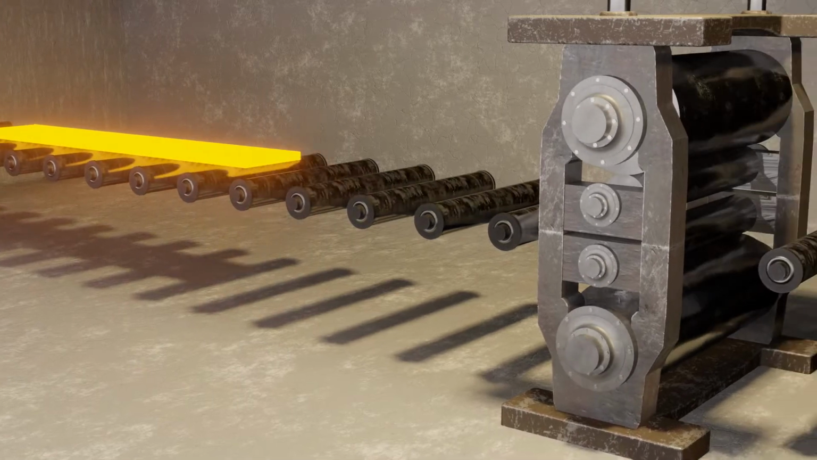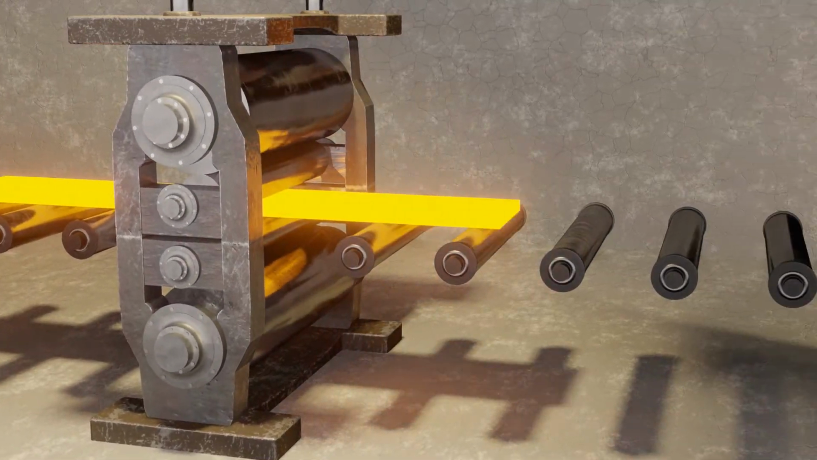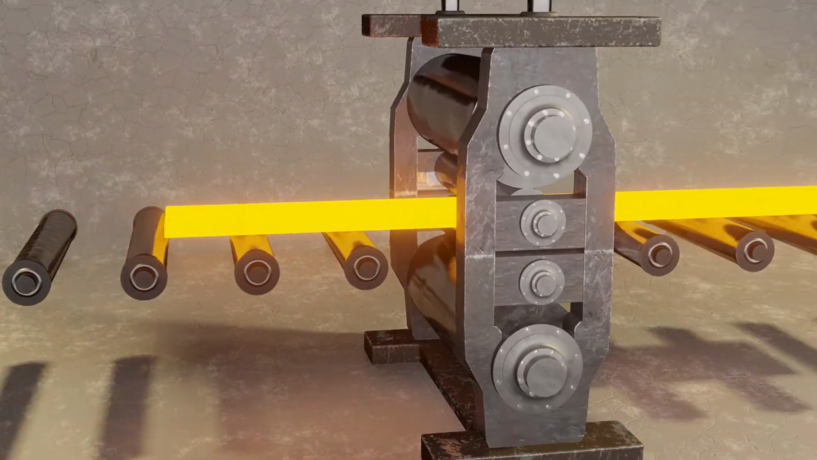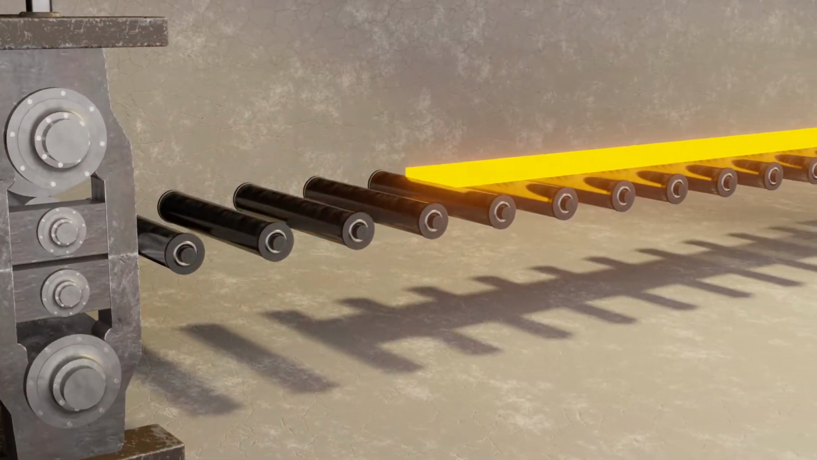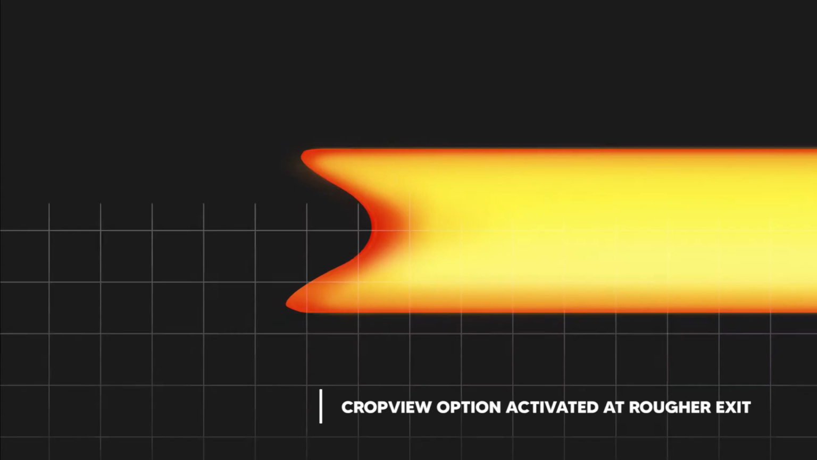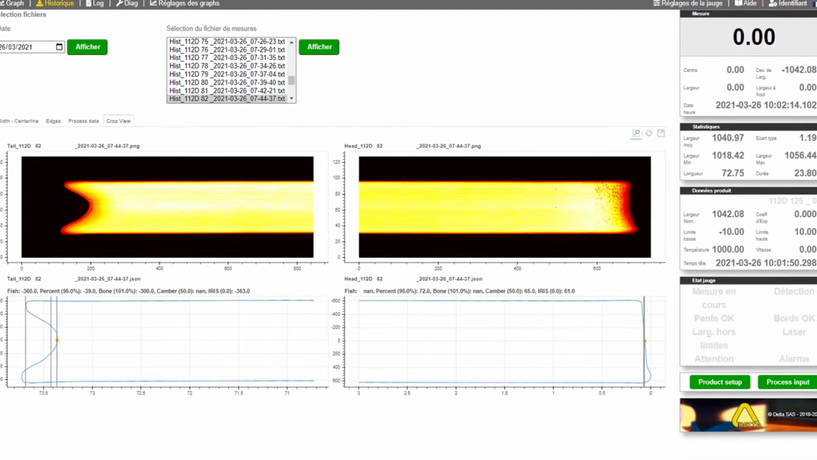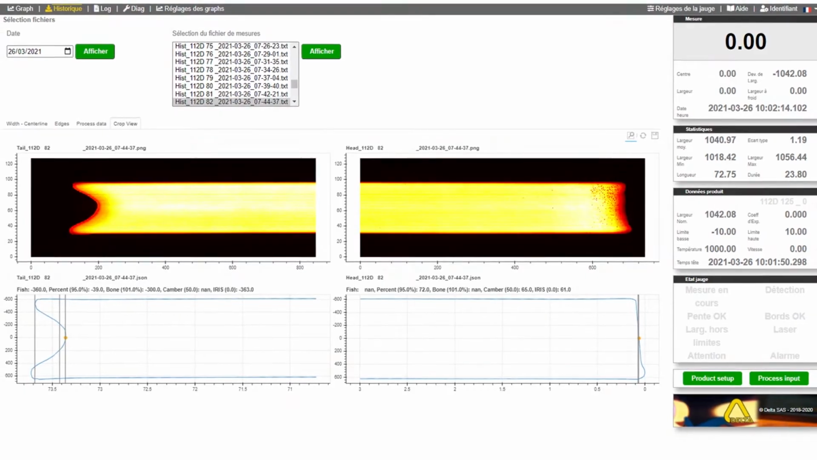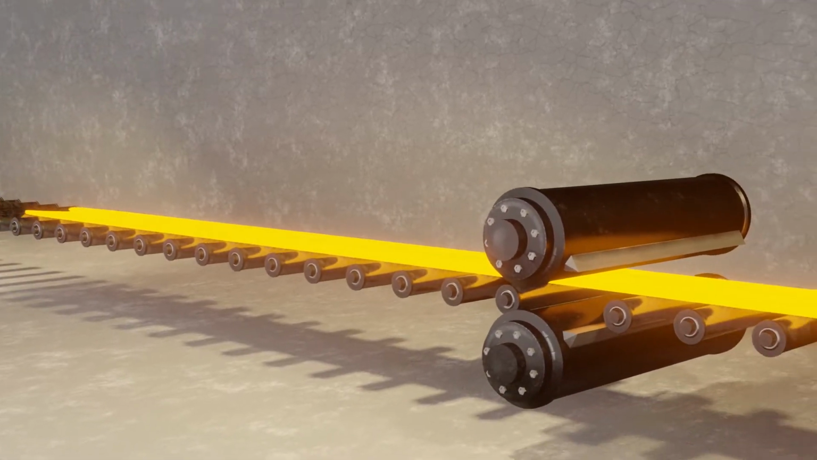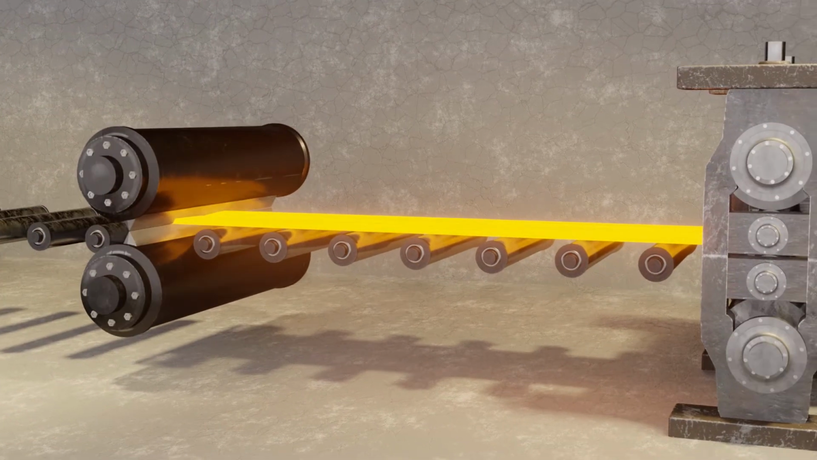At rough stand, rolls and edges adjustment can be optimized with an accurate width measurement. At rough exit, the gauge can be set up with a crawl view option. This function will calculate the optimal cutting lines of heads and tails, then deliver these values to the shear controller.